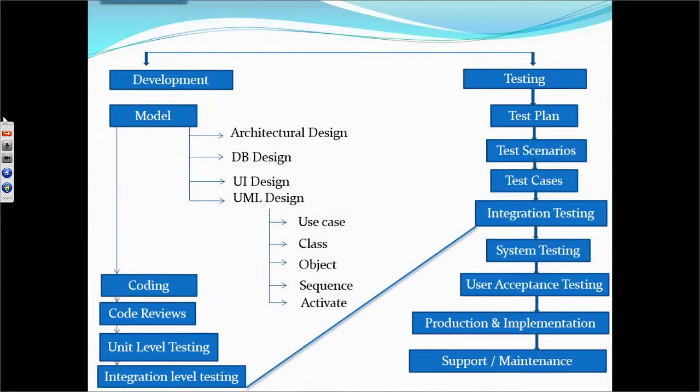Okay, once the test cases are done, then generally we do system testing. System testing means we are checking the entire application. Once system testing is done, user acceptance testing, alpha testing and beta testing will be there. Once alpha and beta testing is done, then we can go for the release. Release is nothing but production and implementation. Once that is done, then we will go for support and maintenance.